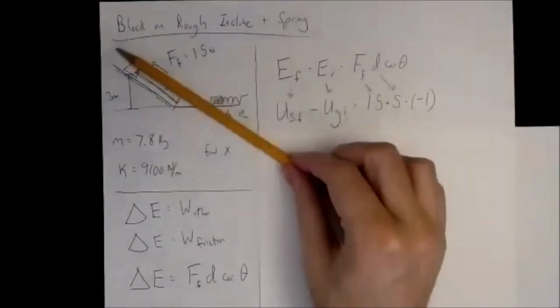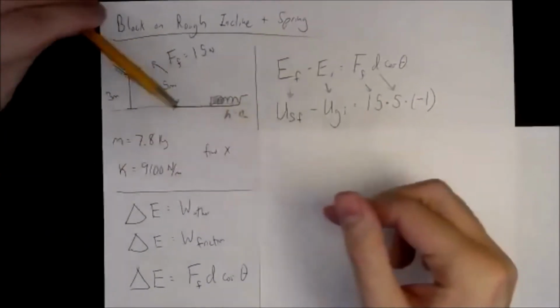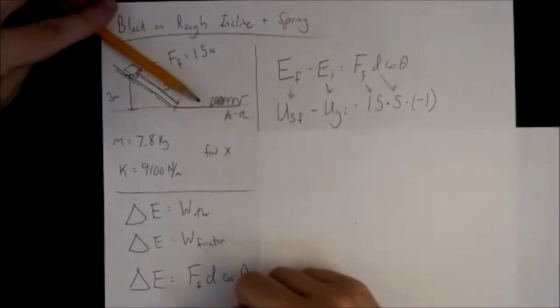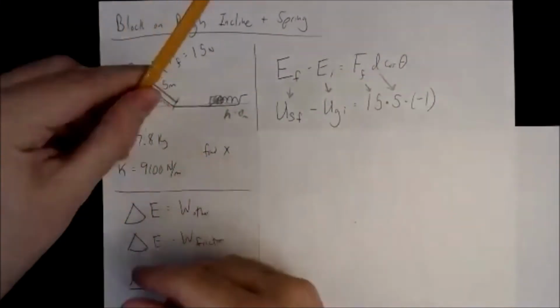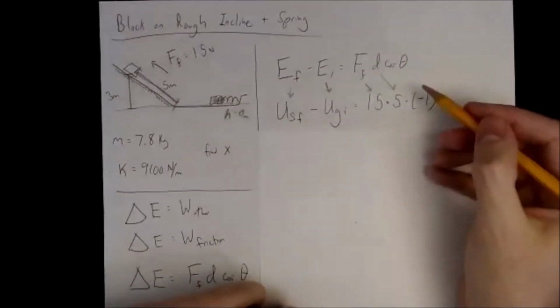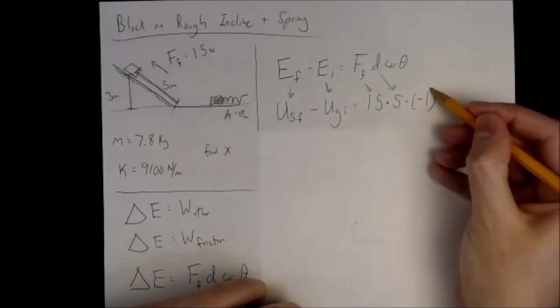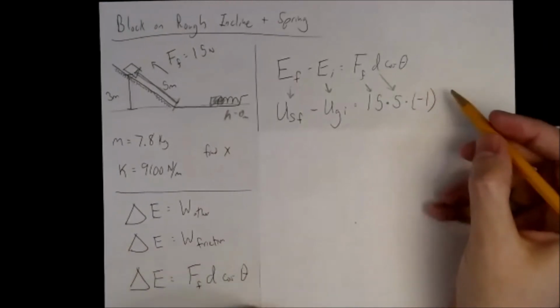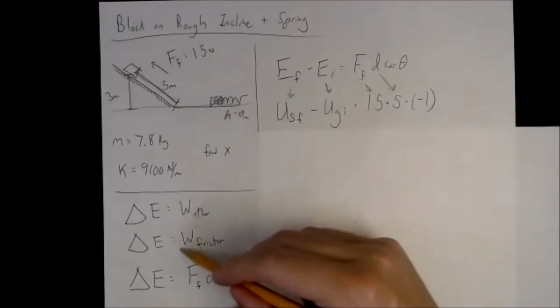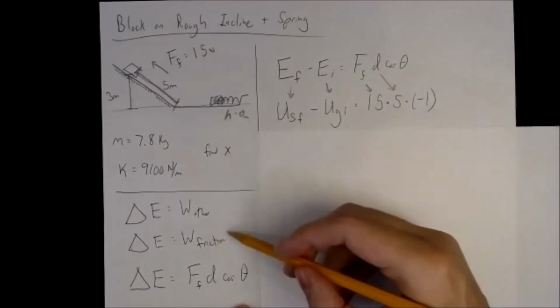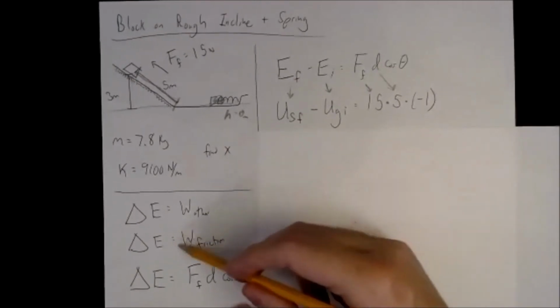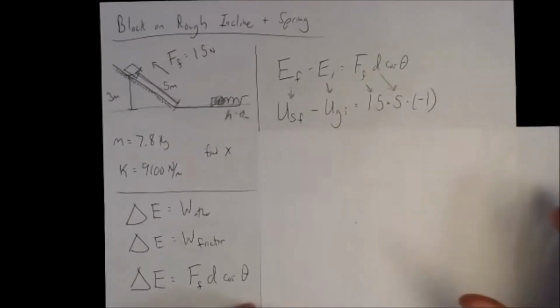The force of friction is up the ramp, and we're sliding down the ramp. And so the angle between up the ramp and down the ramp is 180, and the cosine of 180 is -1. And so we've got a -1 there. Remember, friction removes energy. And so if you've got friction, you should expect a negative amount of work.